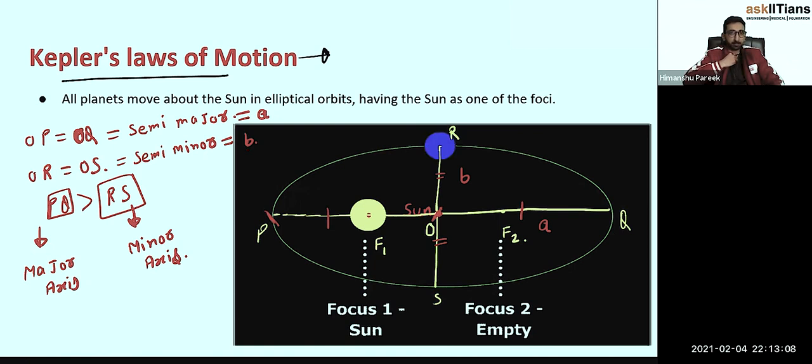Now the next part. By the way, if you make A equal to B here, what will happen? It will become a circle, because now in a circle, all the points will be at the same distance. Any point you pick.